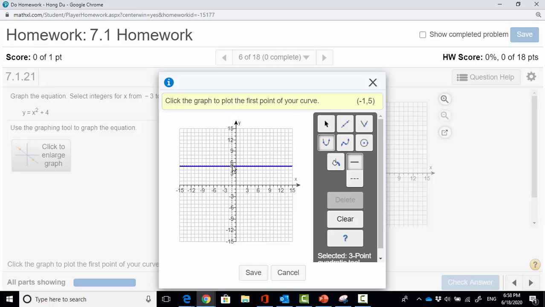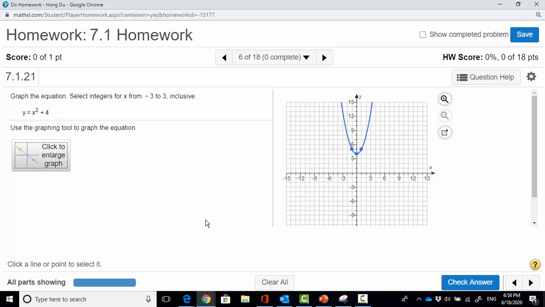So we put that point here. The second point is (0, 4). So the x coordinate is 0 and the y coordinate is 4. We're going to put it right here. Then the third point is (1, 5). So we're going to put it here. Now you have your graph. Save that and submit, then you are done.